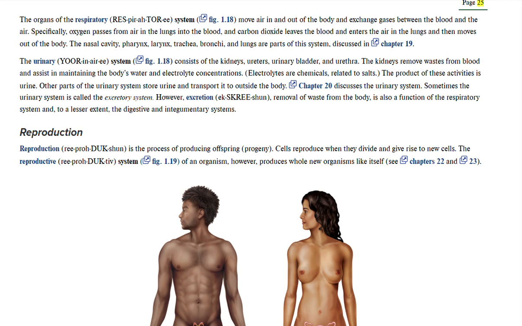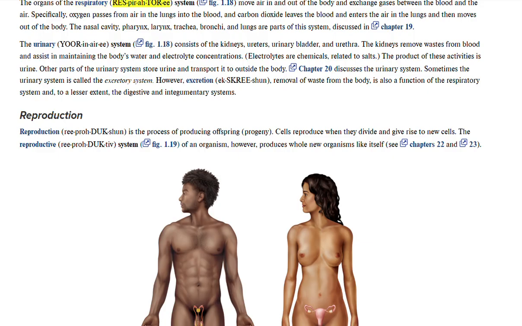Page 25. The organs of the respiratory system, figure 1.18, move air in and out of the body and exchange gases between the blood and the air. Specifically, oxygen passes from air in the lungs into the blood, and carbon dioxide leaves the blood and enters the air in the lungs and then moves out of the body.